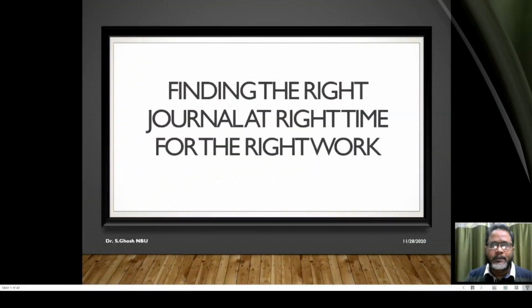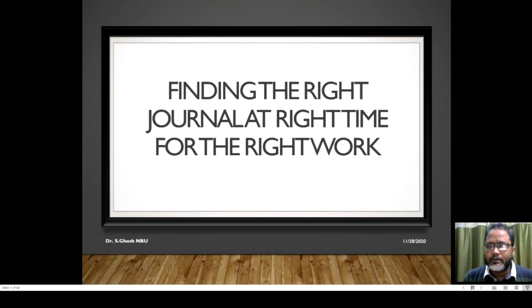Now, the topic of our discussion today is finding the right journal at the right time for the right work. You know that very well: just getting the right journal is not a very easy task. If you don't find the right journal at the right time for the right work, then, specifically, academic research demands doing things just in time.